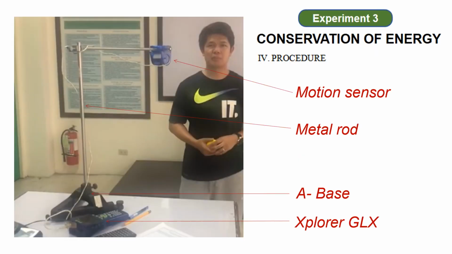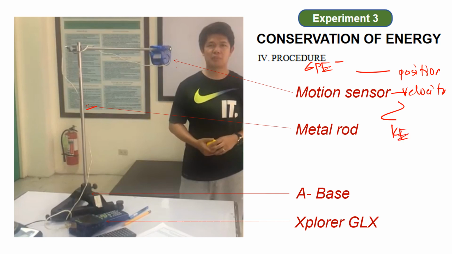So we have the setup. We have the motion sensor and the metal rod, a base, Explorer GLX. The motion sensor is used to measure the position or vertical displacement, and also to measure the velocity. So we're going to use the position in computing the gravitational potential energy, and the velocity will be used to compute the kinetic energy.